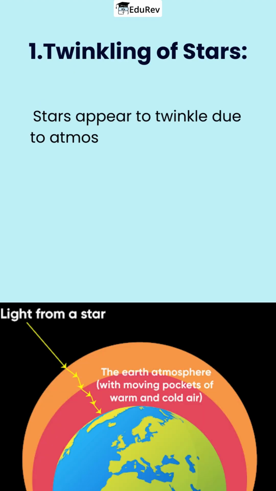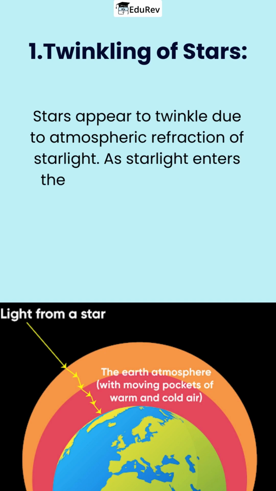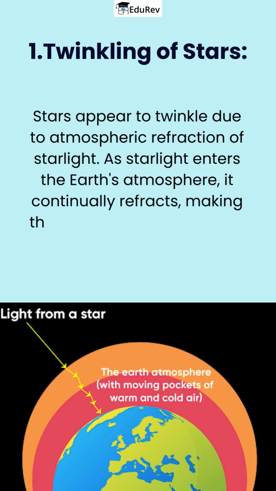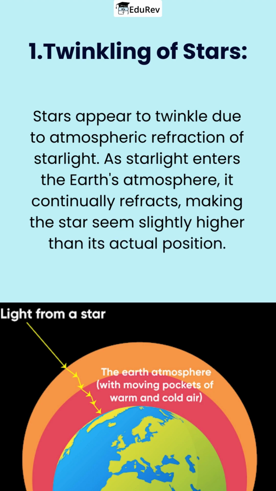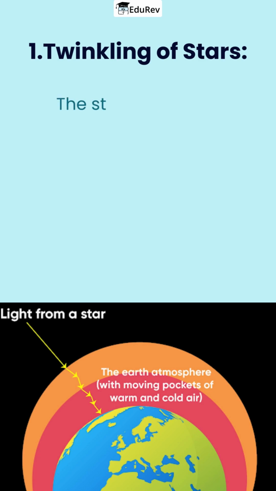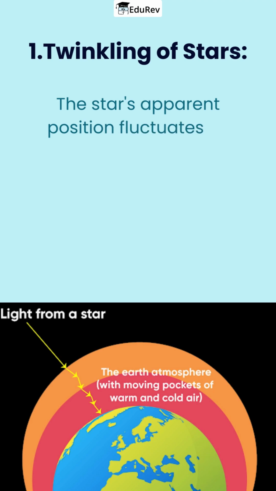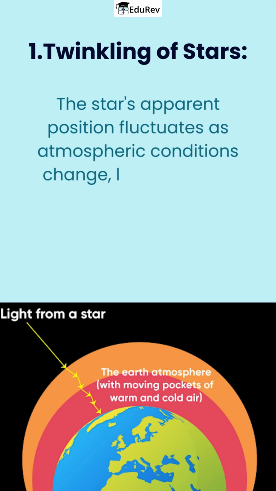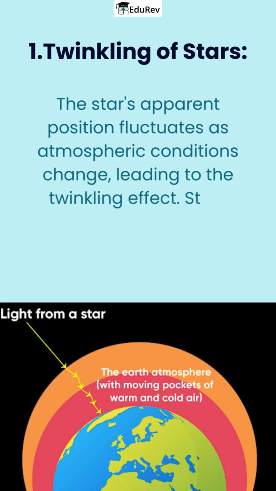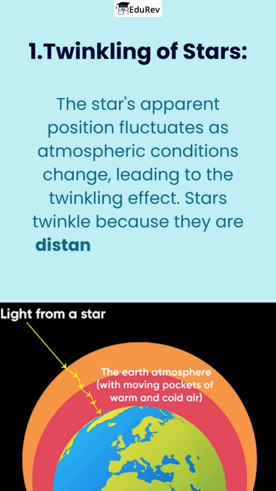Twinkling of stars. Stars appear to twinkle due to atmospheric refraction of starlight. As starlight enters the Earth's atmosphere, it continually refracts, making the star seem slightly higher than its actual position. The star's apparent position fluctuates as atmospheric conditions change, leading to the twinkling effect. Stars twinkle because they are distant point sources of light.